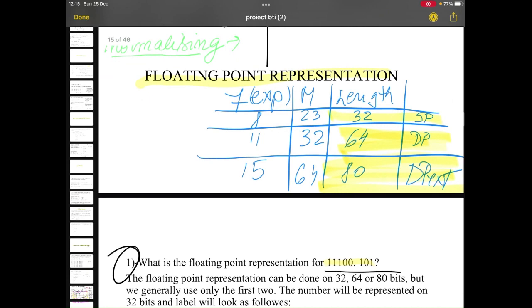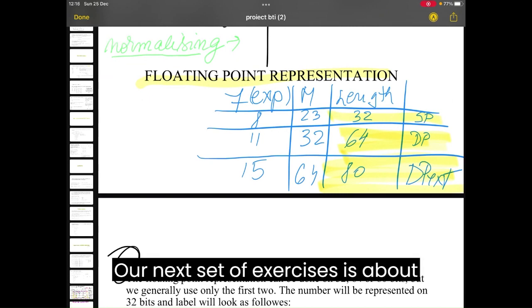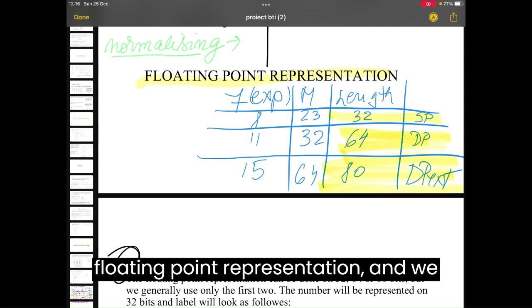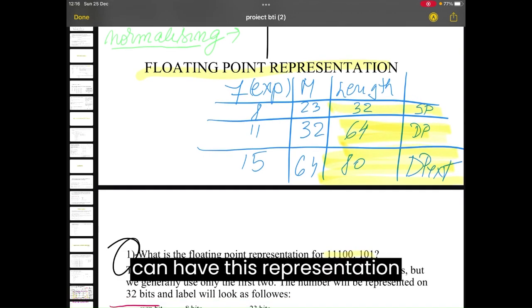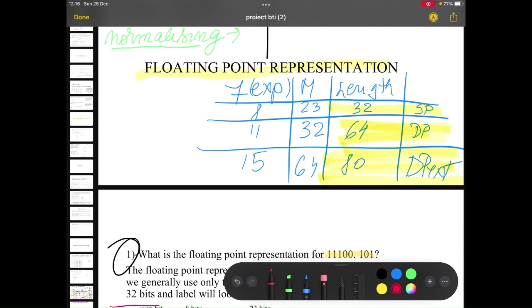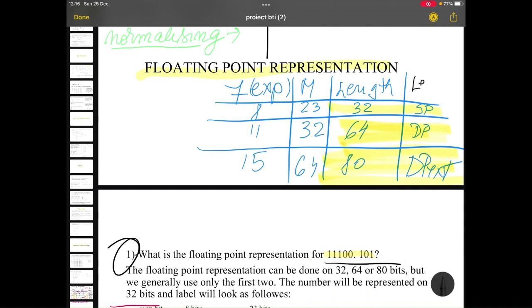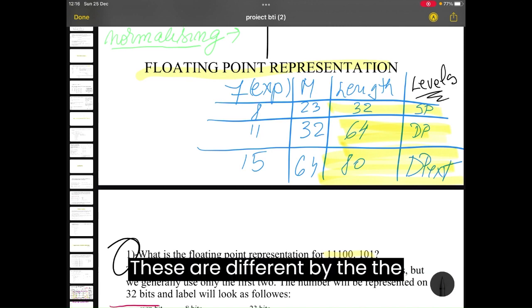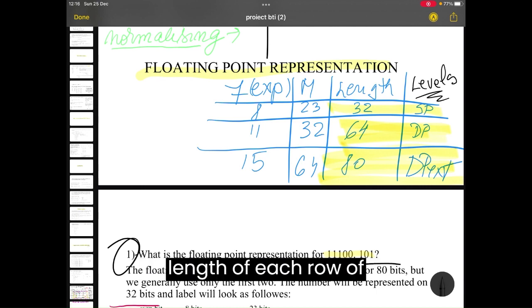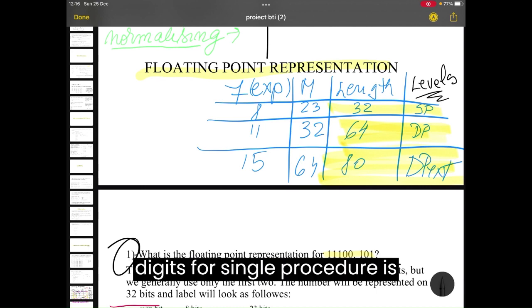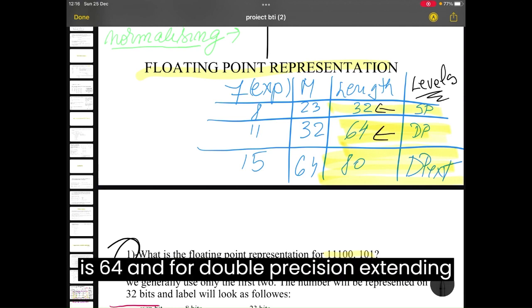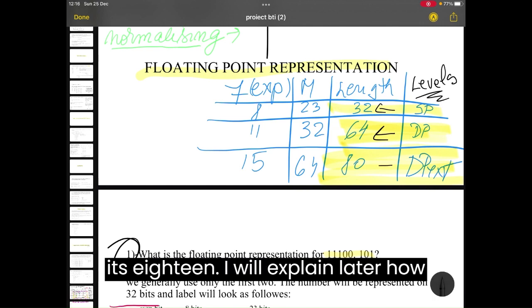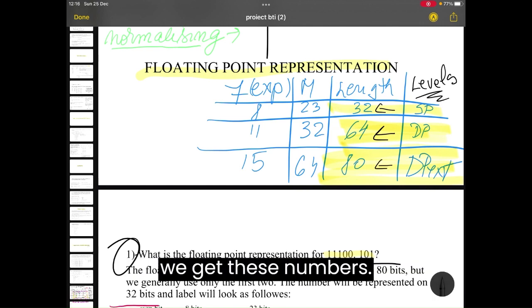Our next set of exercises is about floating point representation, and we can have this representation on three different levels: single precision, double precision, and double precision extended. These differ by the length of each row of digits. Single precision is 32, double precision is 64, and double precision extended is 80. I will explain later how we get these numbers.